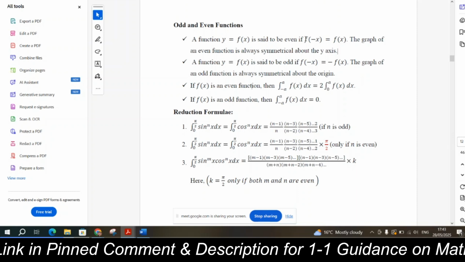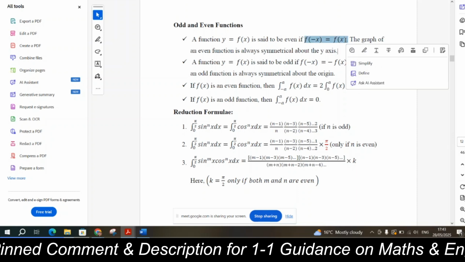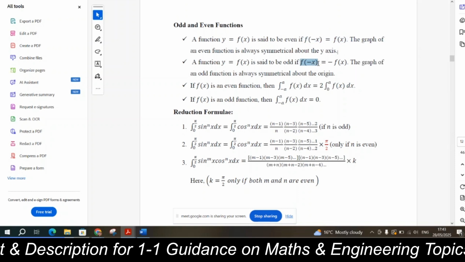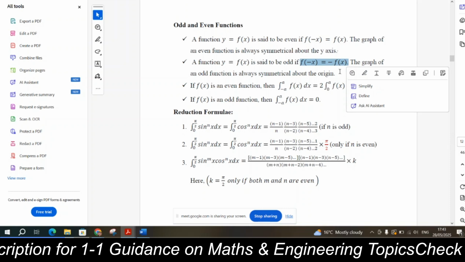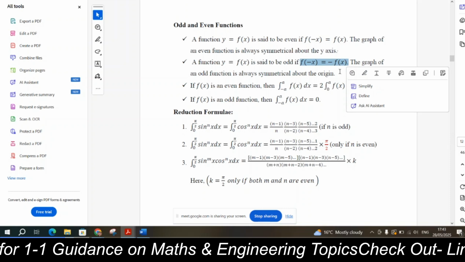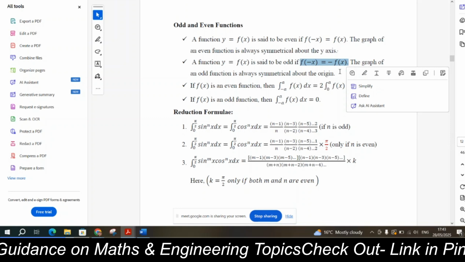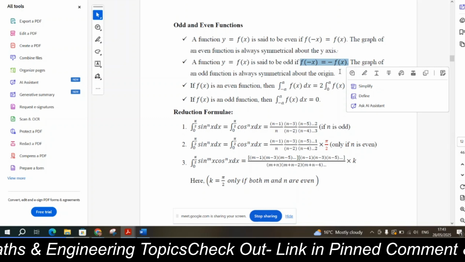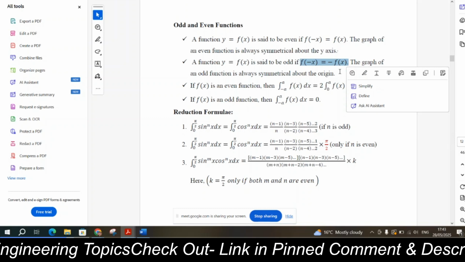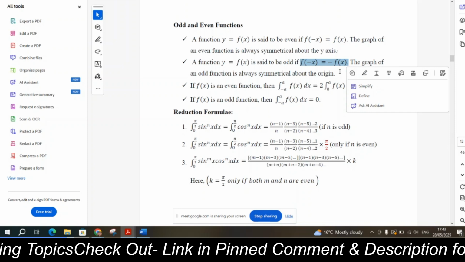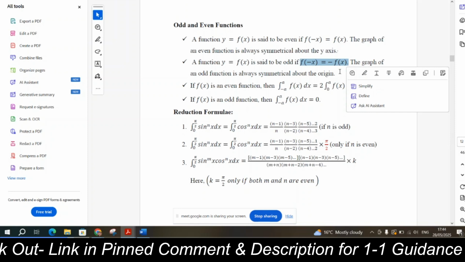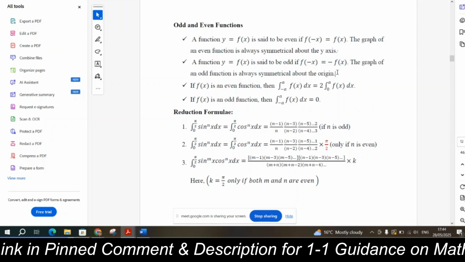So the correct way of remembering them is if f of minus x is equal to f of x, then it's an even function. And if f of minus x is equal to minus f of x, then it is an odd function. Understand that it is not necessary that a function has to be odd or even. A function can be neither as well. If I give you x square plus x cube, this function is neither odd nor even.